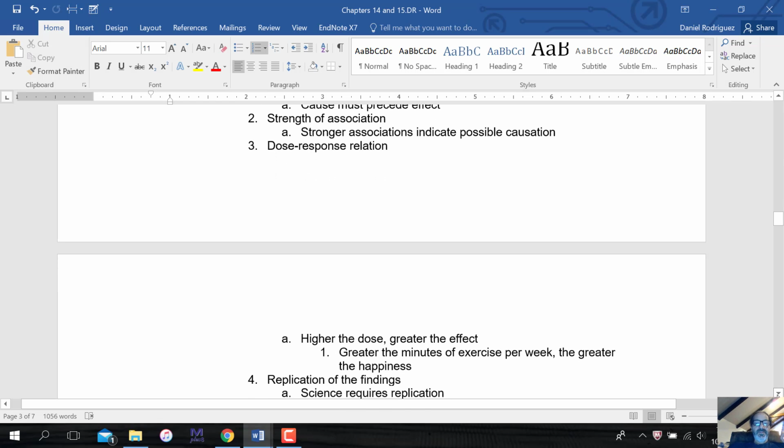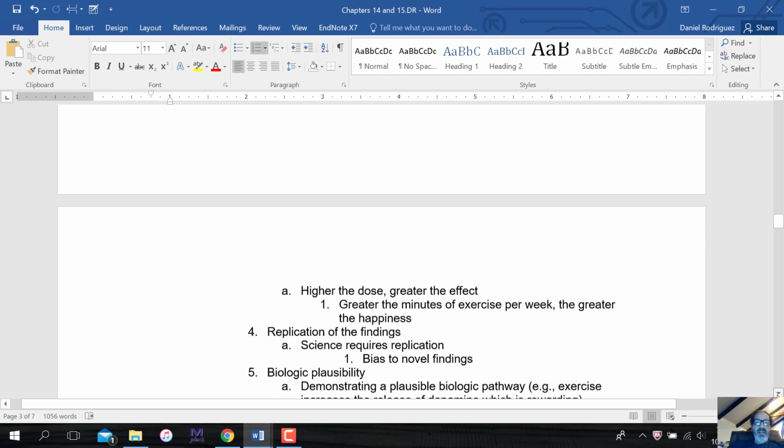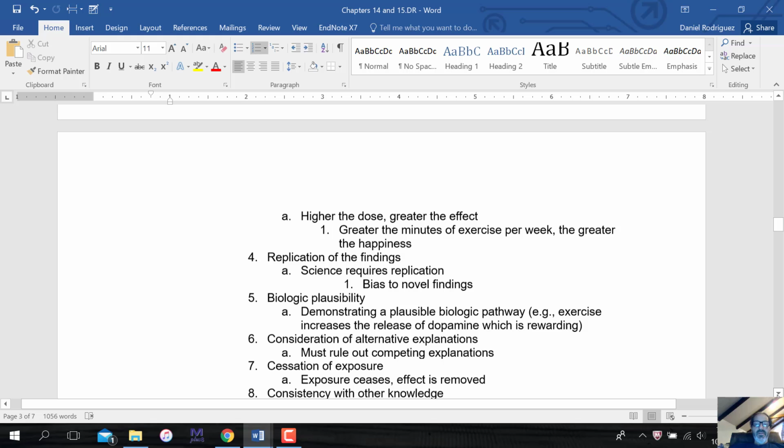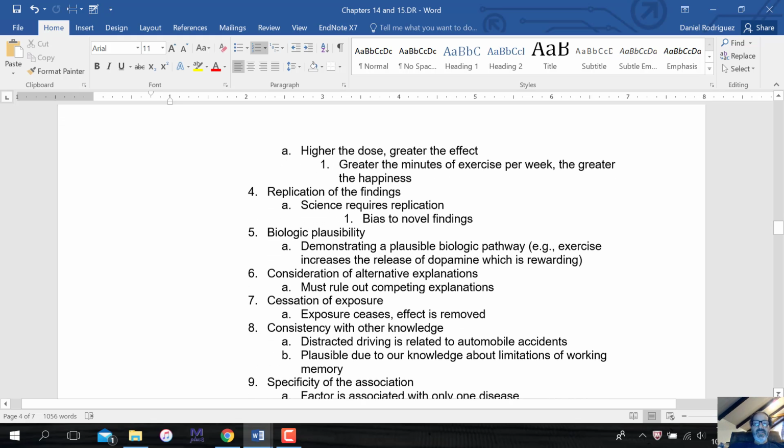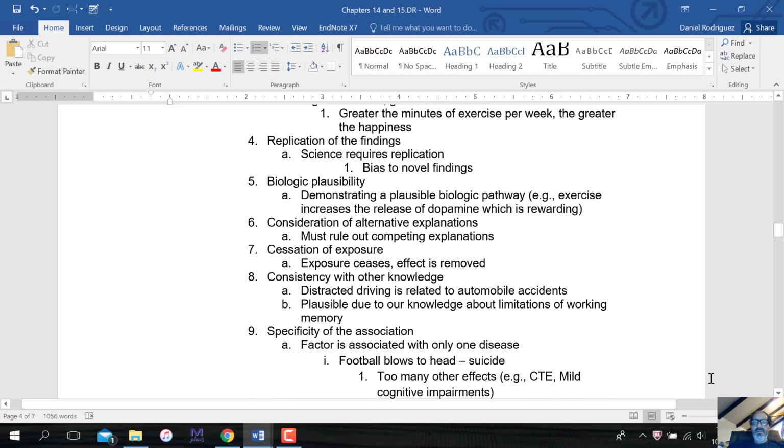Dose-response relation. A higher dose means a greater effect. And I give an example here. The greater the minutes of exercise, the greater the happiness. So that's a dose response. We think the same with medications. Like I had to take two ibuprofen for something. If I took one, it wouldn't work as well as taking two. So there's a dose-response relation in terms of reducing pain.